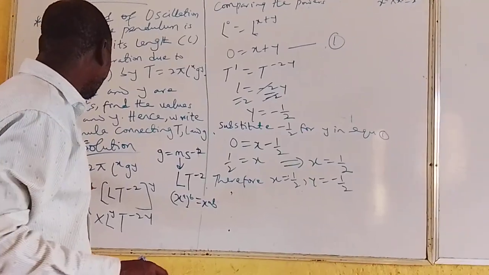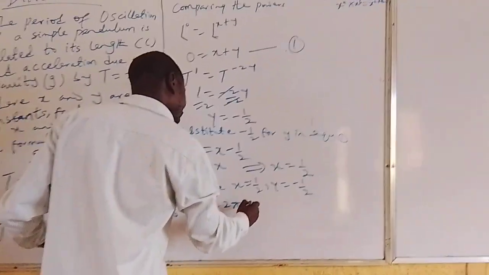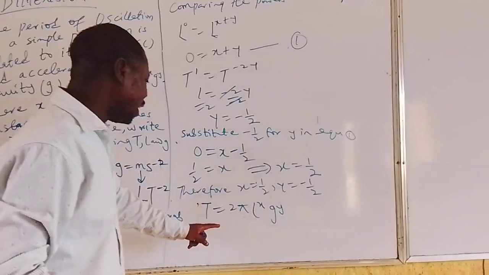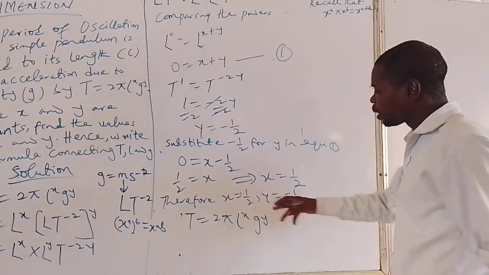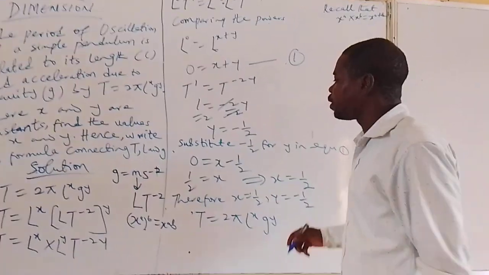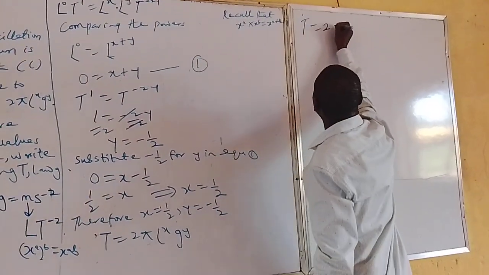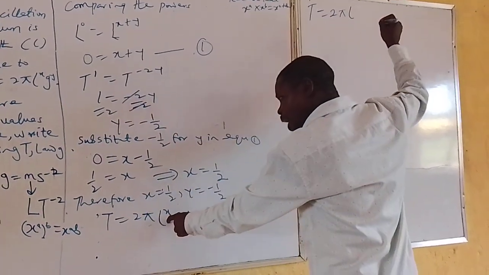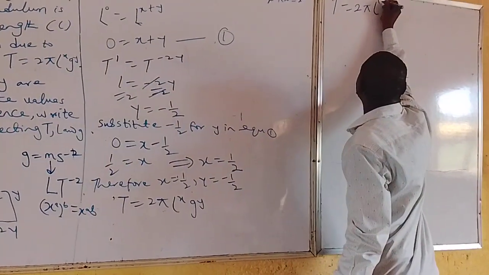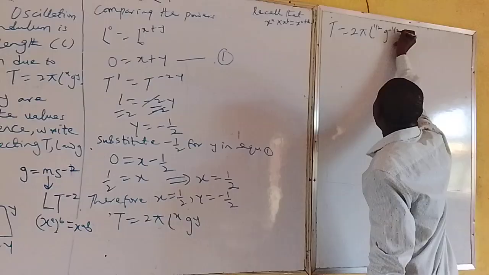How do you write the formula connecting t, l, and g? You now come back to the origin. The origin says that t is equal to 2 pi l raised to power x, g raised to power y. So at this juncture, we are going to substitute the value of x here and the value of y here to complete the solution. So we have t is equal to 2 pi l raised to power, what is our x? It's equal to half. So l raised to power half, then g raised to power minus half.